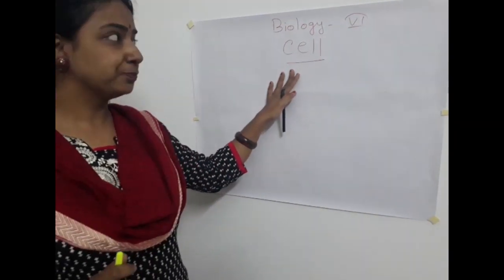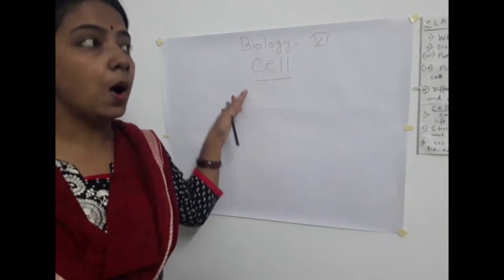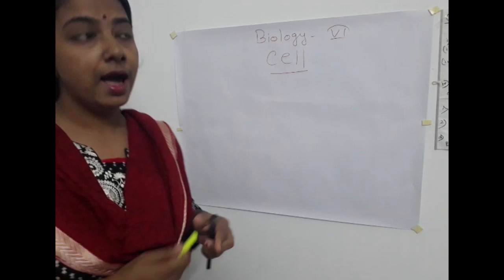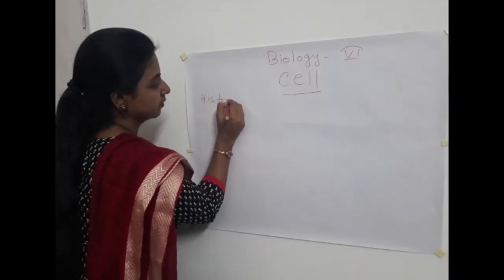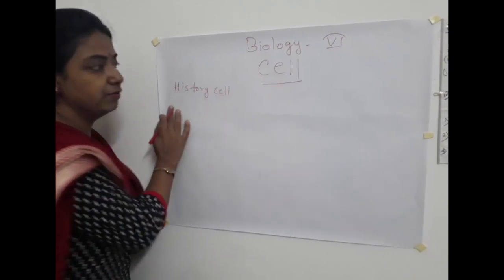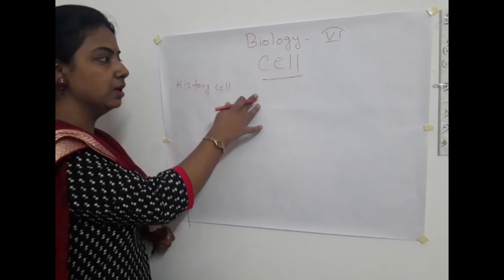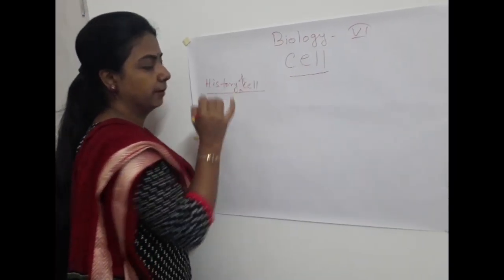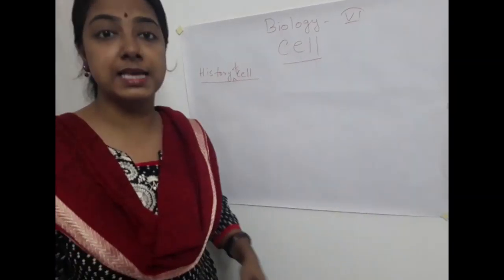So for knowing the cell, we have to know some points, at first the history of the cell. Before going to discuss the different things about the cell, we first come to know about the history of the cell. Okay, so first, history. Who coined the name cell?